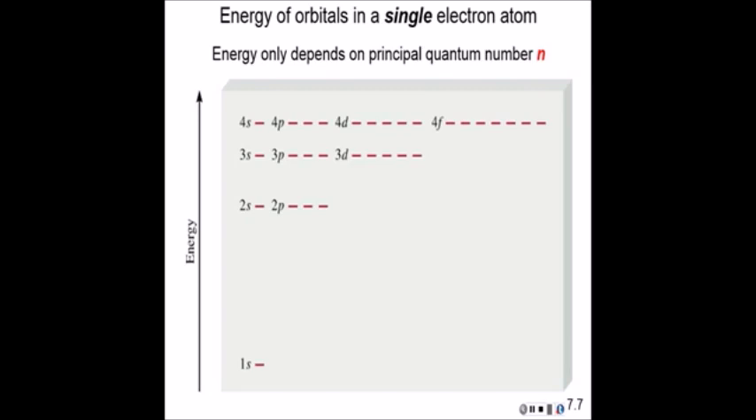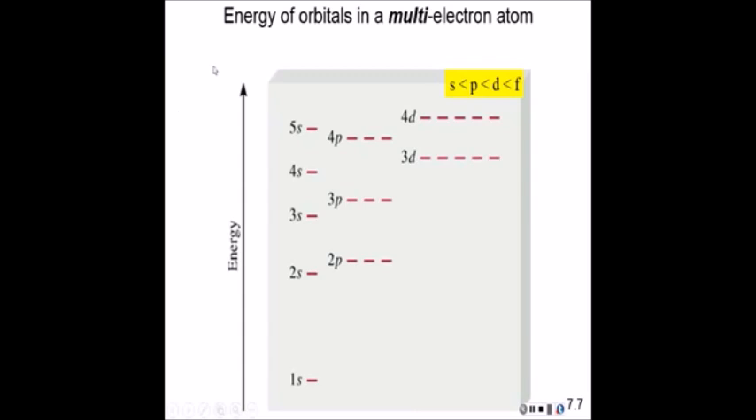N is 1, N is 2, N is 3, N is 4. So this is a much better diagram to use. This is for a multi-electron atom. You notice now 1s is the lowest energy orbital, then it's 2s, then it's 2p. But you notice the 2p is higher energy than the 2s. 3s is higher than the 2p, lower than the 3p.